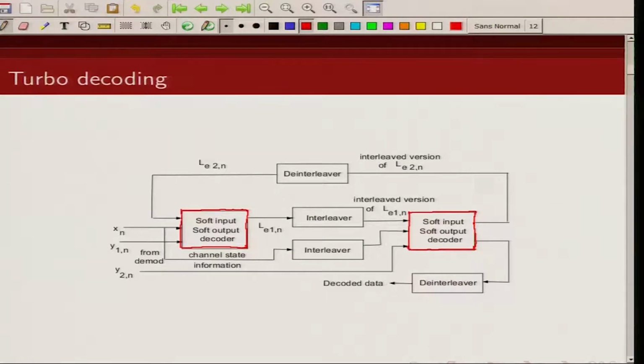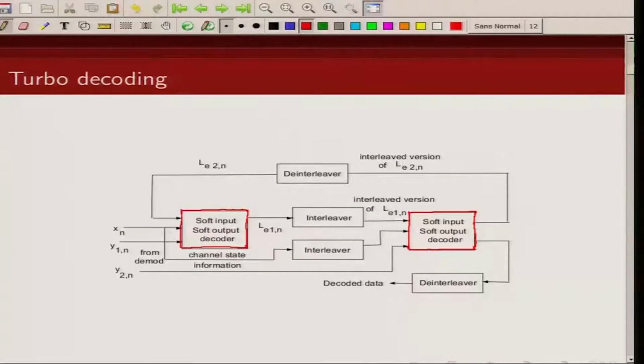Now note I have written soft input, soft output decoder. What do I mean by soft input, soft output decoder? The inputs that this decoder receives are the real channel received values. These are not quantized to zeros or ones, as opposed to getting zeros and ones in the case of a hard quantized decoder. Here we are getting the noisy received sequence directly from the channel, and that is what we are calling soft input bits.